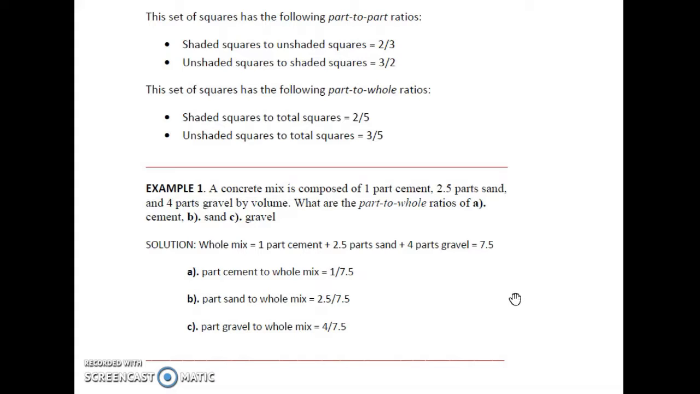So the part-to-whole ratio of cement to the whole mix would be 1 part cement to 7.5. The part-to-whole ratio of sand to the whole mix would be 2.5 parts sand to 7.5. The part-to-whole ratio of gravel to the whole mix would be the parts that is gravel, 4 parts, to the whole, which is 7.5.